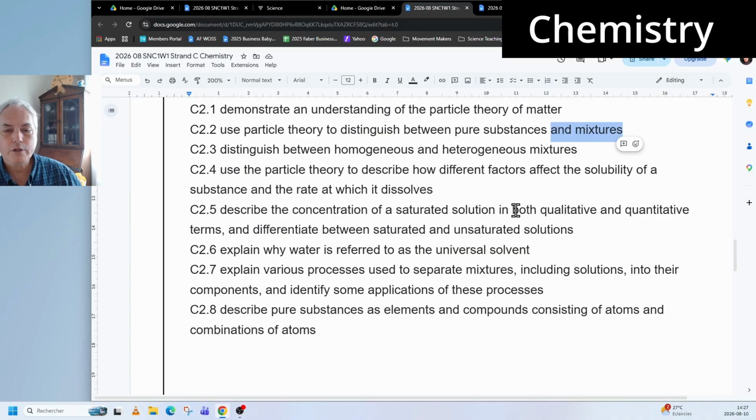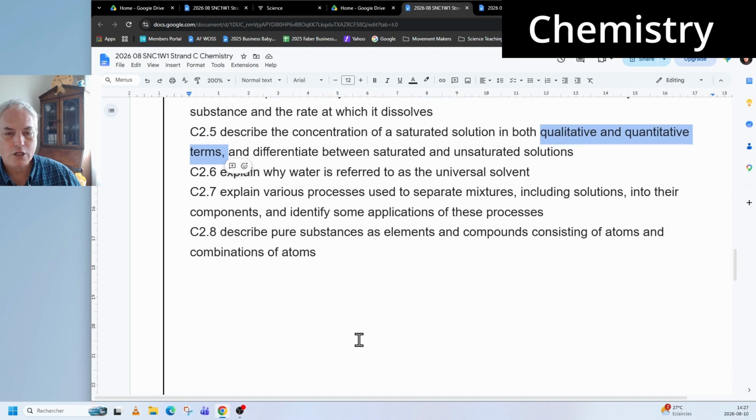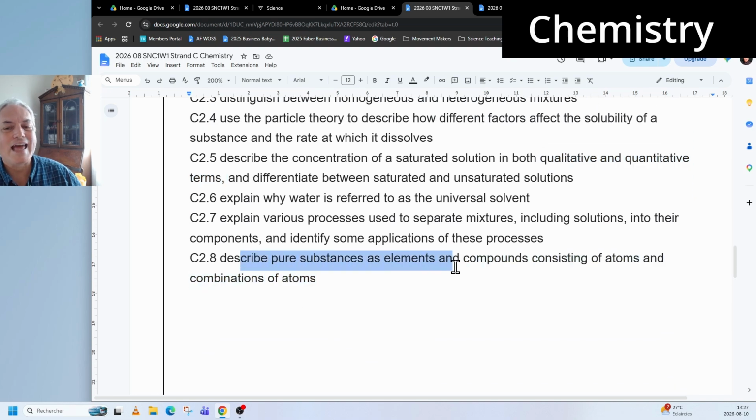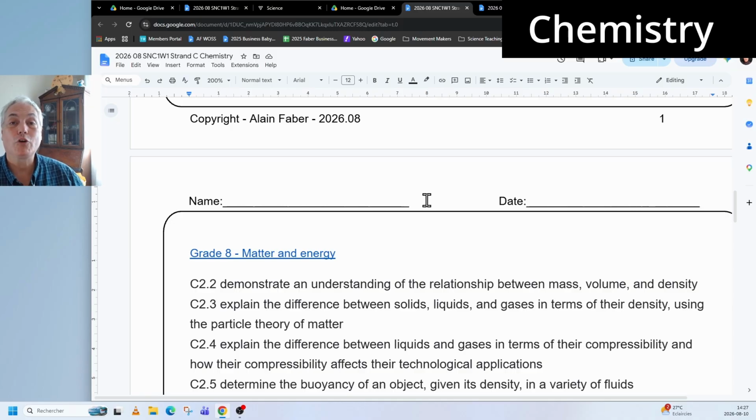They also will look at here, not as much about the saturated solution, but the idea here that they have talked about qualitative and quantitative terms, something important in grade 9 investigations. There you go. And here they talk about describe pure substances as elements and compounds consisting of atoms and combinations of atoms. So here, that's something that I don't remember was in their curriculum before 2022, but that's something they've touched if they were students of grade 7 in Ontario.